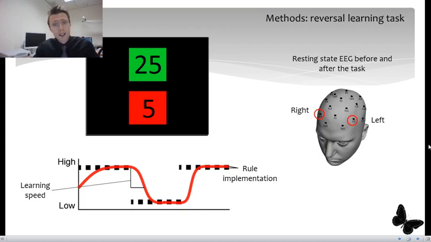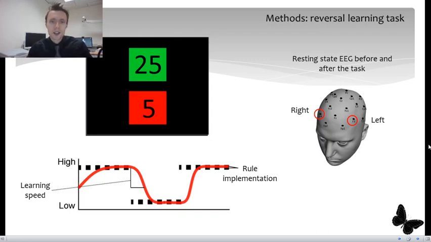And designing the task in such a way allows for looking at learning in two different ways. So first you can look at the learning speed, which is basically the number of trials needed for people to reverse their strategy from a high risk strategy to a low risk strategy and back.